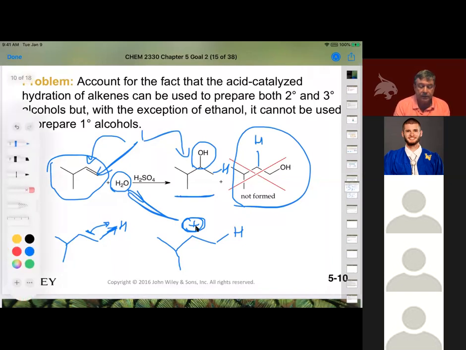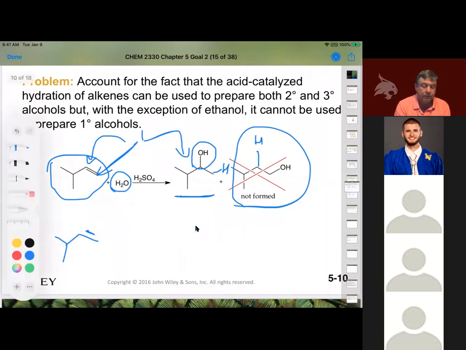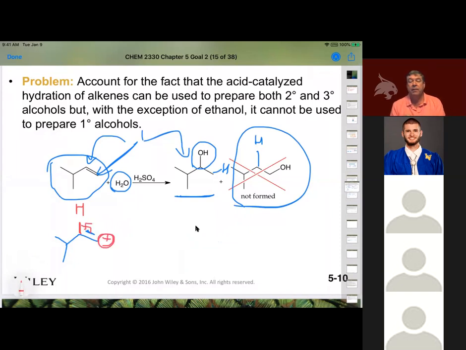Okay, what if we added it to the other side? Instead of adding it to this side, what if it added to the other carbon first? What if we added the hydrogen to this carbon first with these electrons, and the carbocation was here at the end? You see that that carbocation at the end is actually a primary carbocation and is much less likely to form than our tertiary carbocation. Therefore, it is not formed in the reaction because it would not add that way. It would want to add to where the carbocation is on the secondary carbon or tertiary carbon as possible.